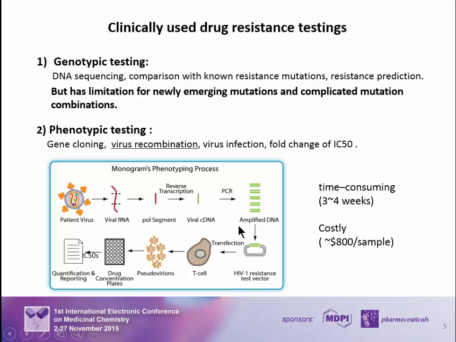We can see that the virus gene was first amplified from the patient's blood sample and then cloned into the recombinant virus vector, and this vector was transferred into the host cell to produce the recombinant virus. After titration, the recombinant viruses were used to infect the T cell again in the presence of antiviral drugs, and then the replication of virus was measured, and finally the drug resistance was determined based on the fold change of IC50 when compared to wild-type virus.